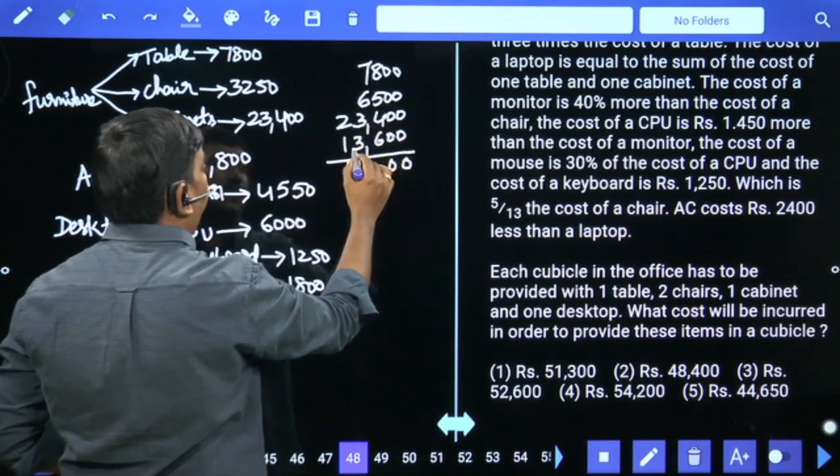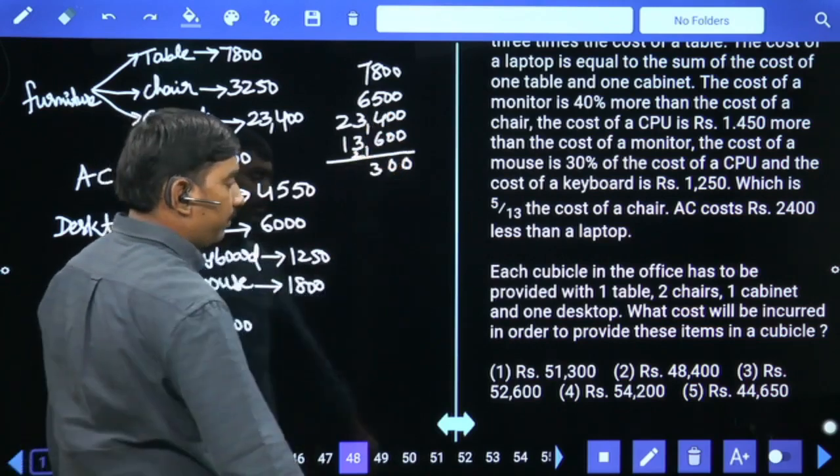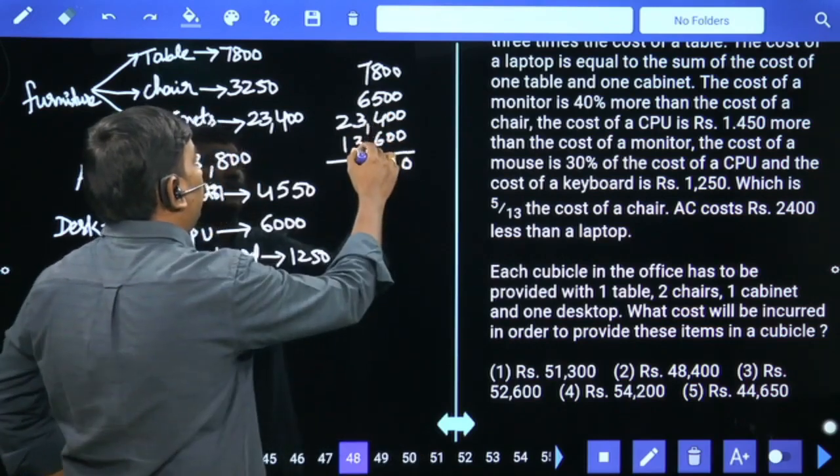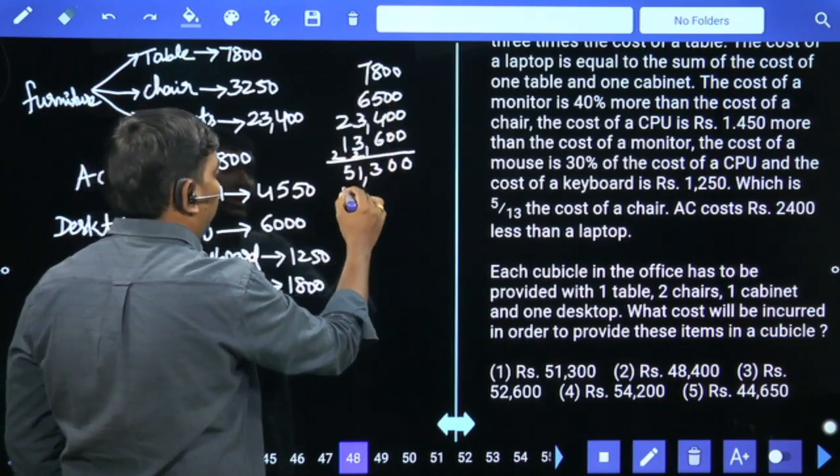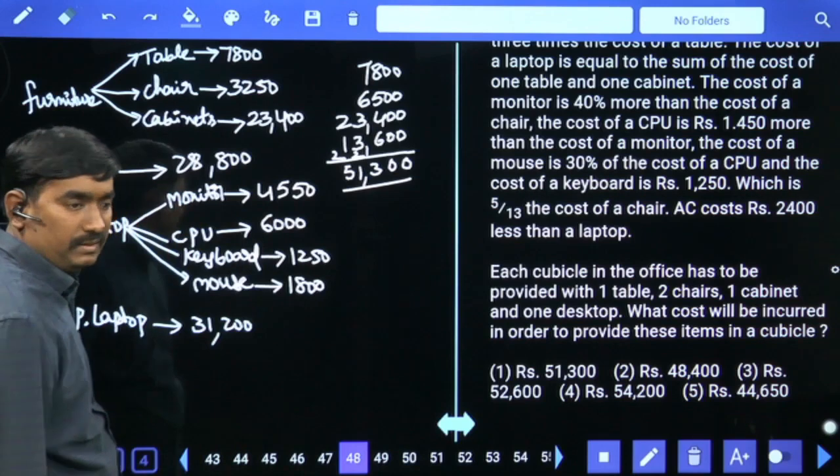10, 15, 23, 3, 3, 6, 8, 14, 21, 51,300. First option is your answer.